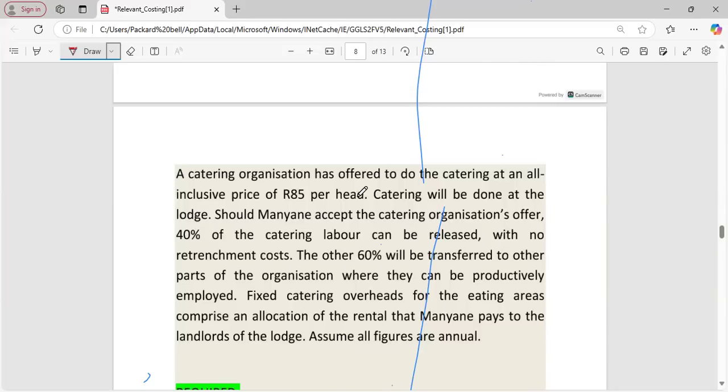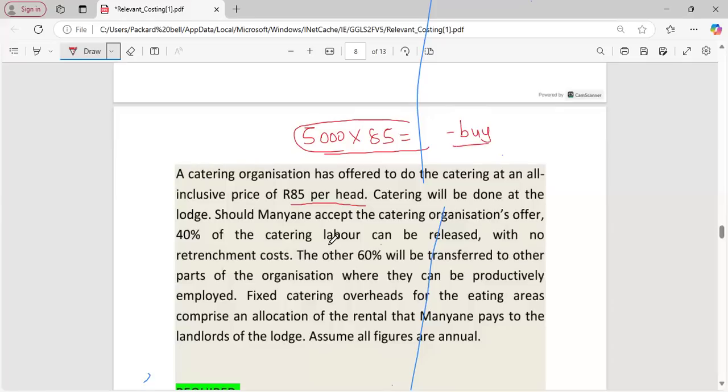They say a catering organization is offered to do the catering at an all-inclusive price of, you see here, 85 rand per head. These guys, they have 5,000 employees. So if you multiply 85 times 5,000, this is what the catering company is going to charge. So which means what the catering company is going to charge is the outsource, is the buy. Then let's look at the make now.